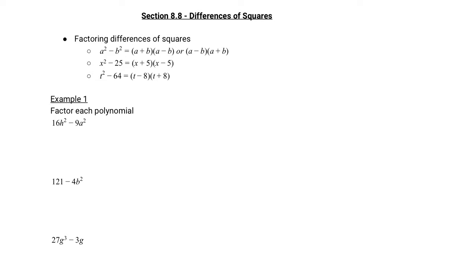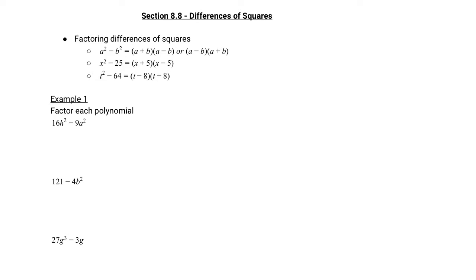This is Mrs. Boyd going over section 8.8 from Algebra 1B about differences of squares. What we're looking for here is the easiest way to factor a polynomial with two perfect squares and a minus between them. So let's look at example 1.